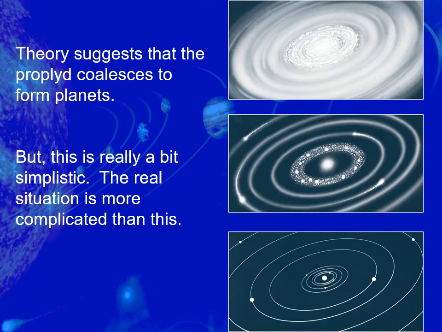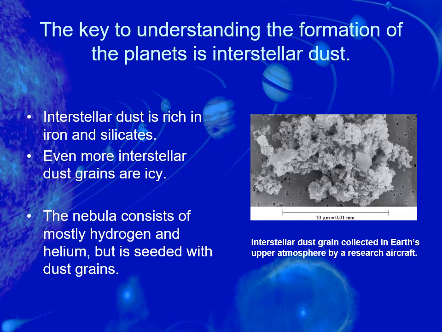So the theory would originally seem to suggest that in that proplyd, things just tended to clump up in several spots, and those clumps, as they clumped up more and more, became the planets. But when you go through the math, it's not that simple. And you realize that the reality is a little bit more complicated. The key is back to that interstellar dust.